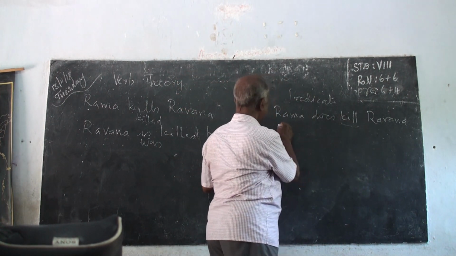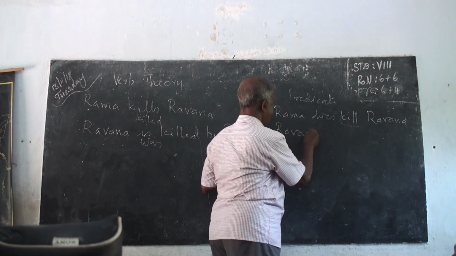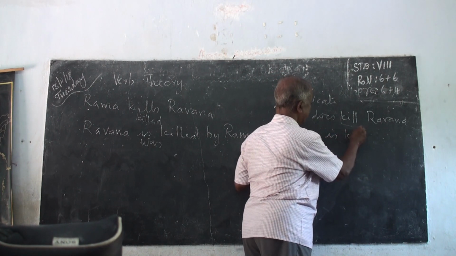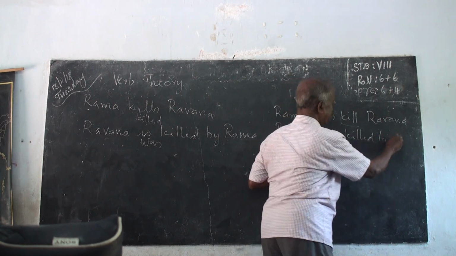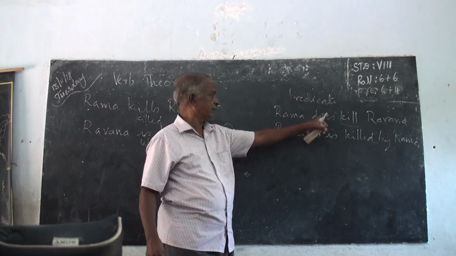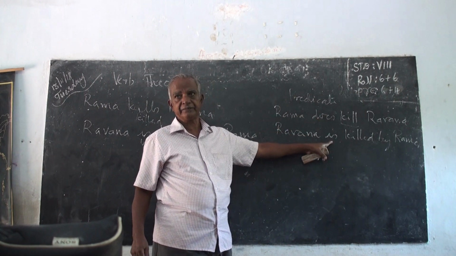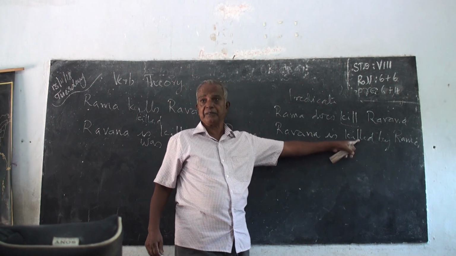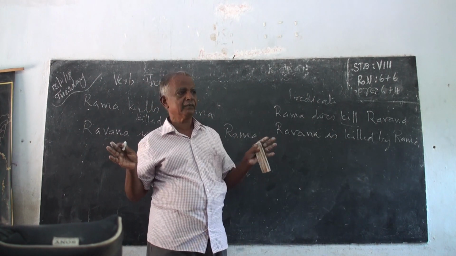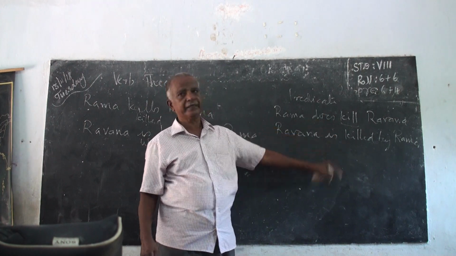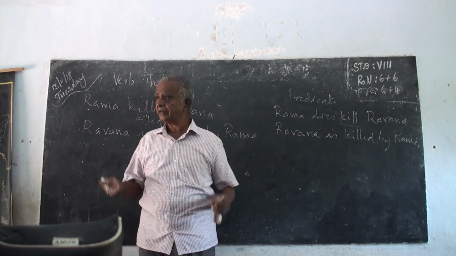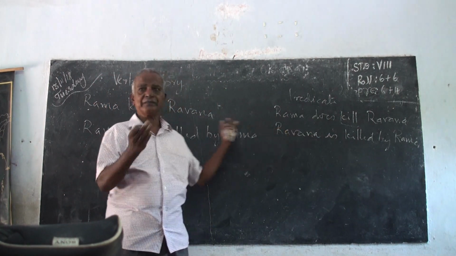Then Ravana is killed by Rama. This is passive voice. Here, is is the key predicate word. In the place of does, we get is. Killed, the past participle, is a noun. It will not undergo change. So, in this theory, the verb disappears. We get noun.